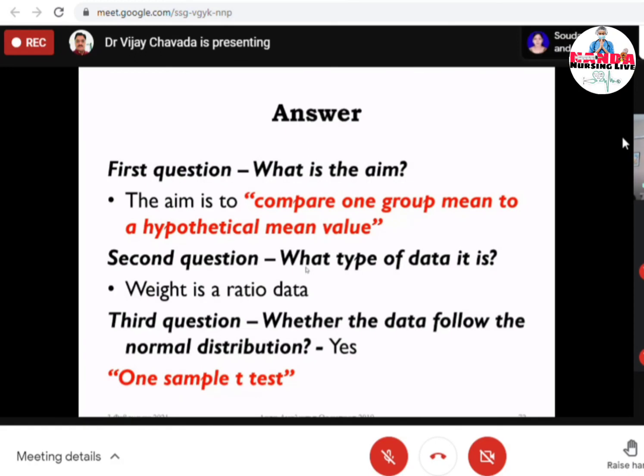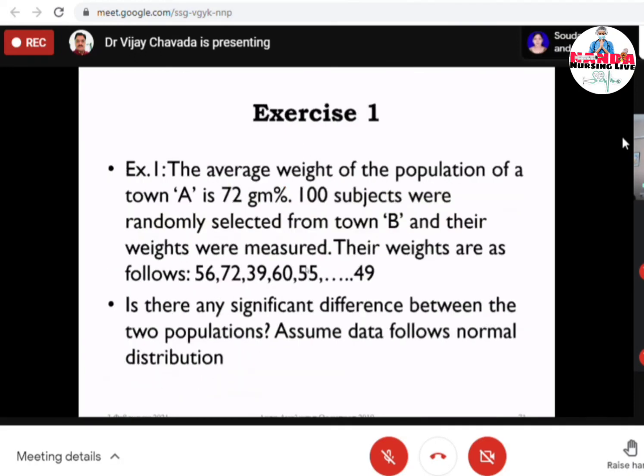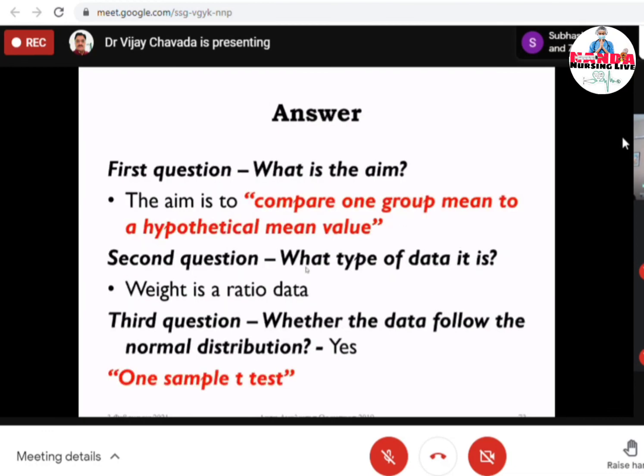Whether the data follows the normal distribution or not: yes, they have already given, assume the data follows normal distribution. So all answered. Now, if your answers are in this fashion, you have to apply the one sample t-test. It means when you have been given one sample for which you need to assess the average and compare it with one hypothetical value, you use the one sample t-test.